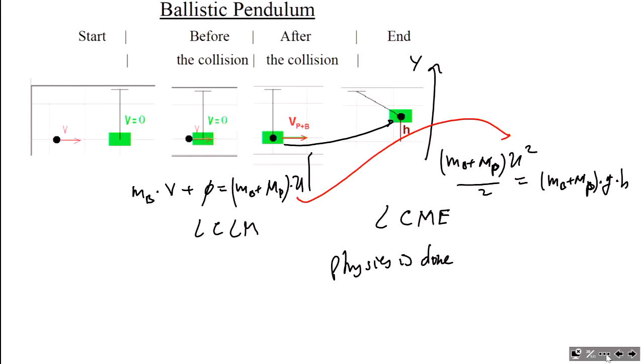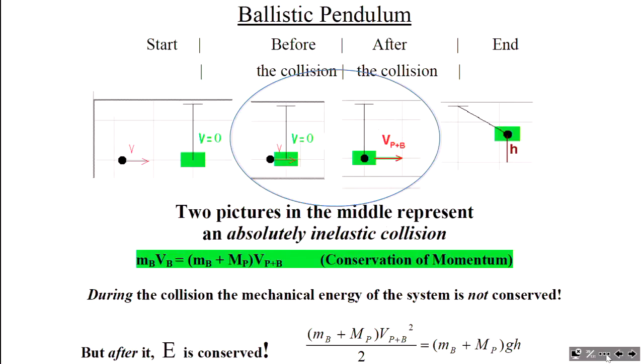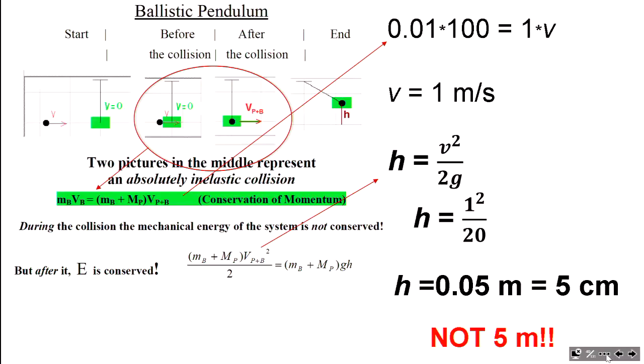In your homework problem, you do it backwards. First, you have to use the law of conservation of mechanical energy, and then you have to use the law of conservation of linear momentum, because in a homework problem, that's what you're looking for, the initial velocity of the bullet. So, readable slide, and the actual answer. The actual answer is not 5 meters, but only 5 centimeters. That's how much work friction does. Any questions?